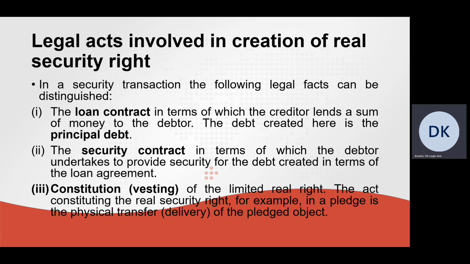The three legal acts involved in the creation of a real security right are as follows. There should be a loan contract in terms of which the creditor lends a sum of money to the debtor. The debt created here is the principal debt. Second, the security contract in terms of which the debtor undertakes to provide security for the debt created in terms of the loan agreement. Thirdly, there should be vesting of the limited real right. Vesting takes place where there has been delivery of the thing to the creditor.